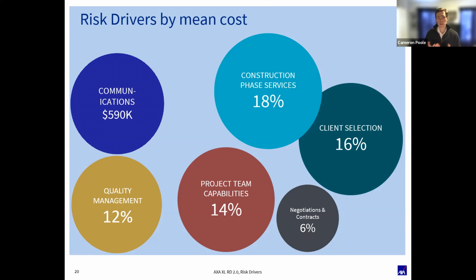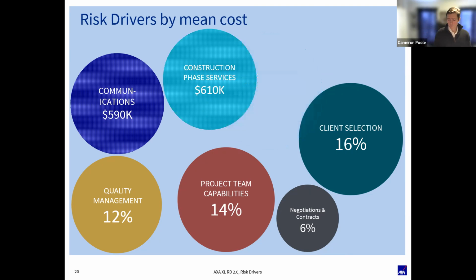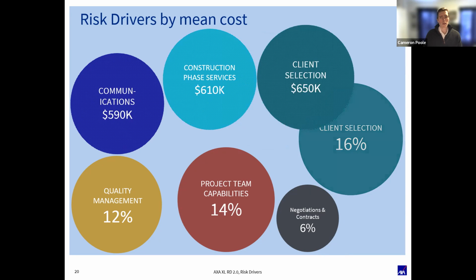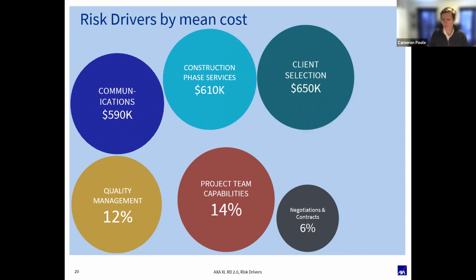I mean, sometimes we'll have a claim situation where we end up with a $500,000 settlement, but we paid $375,000 on attorney's fees because it took us a couple of years to get there. So it adds up. You end up with an $875,000 claim in that situation. Construction phase services, our average is $610,000 in terms of the average claim size for that. Client selection, it's kind of in that same realm, $650,000 there.